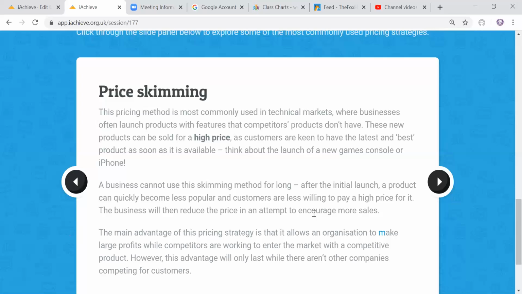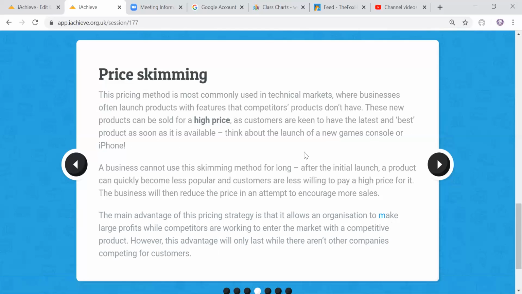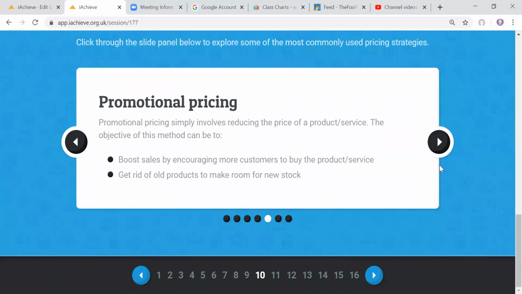The main advantage of this pricing strategy is that it allows an organization to make large profits while competitors are working to enter the market with a competitive product. However, this advantage will only last while there aren't other companies competing for the same customers. So this explains why Apple always launches at a very high price and then reduces that price accordingly.